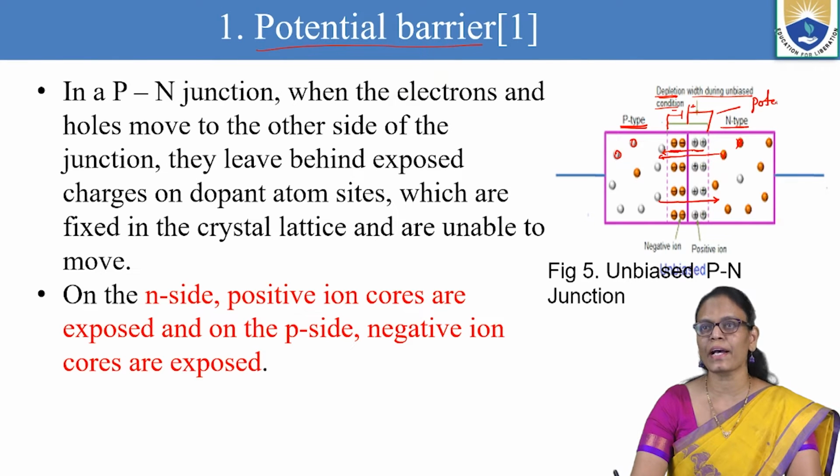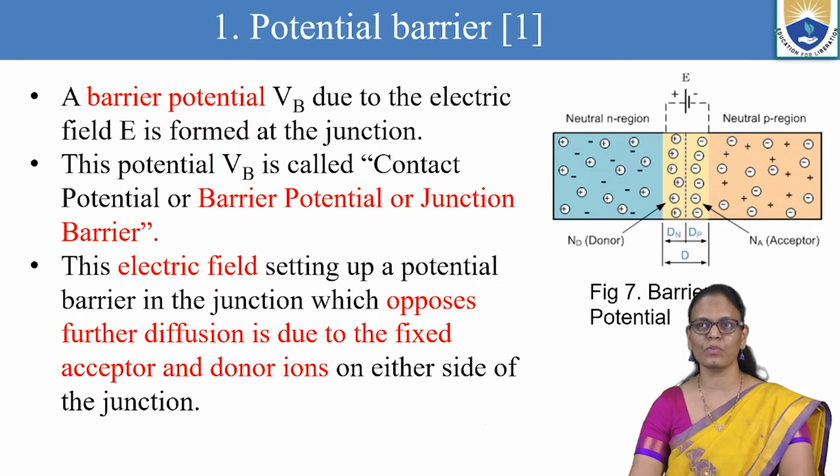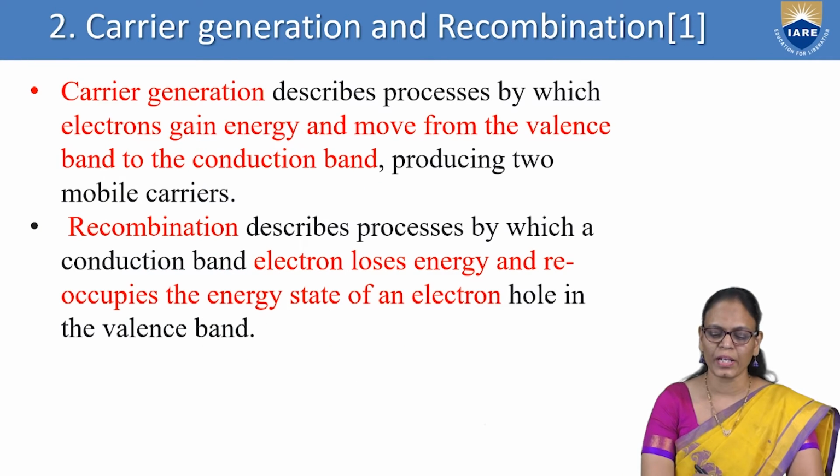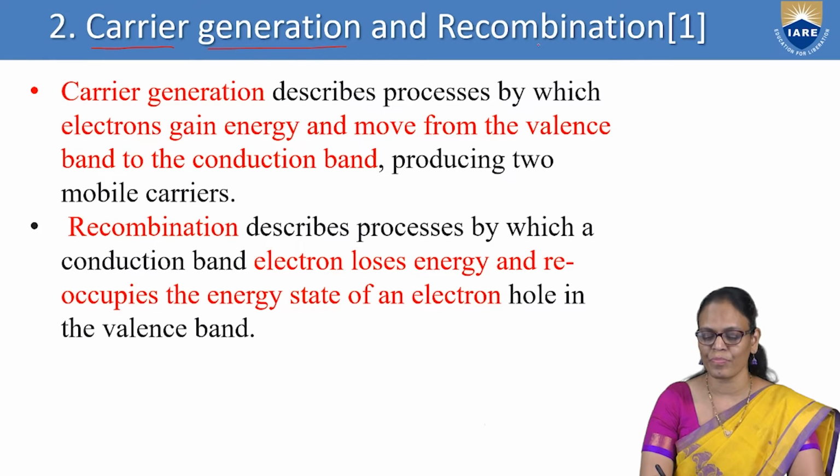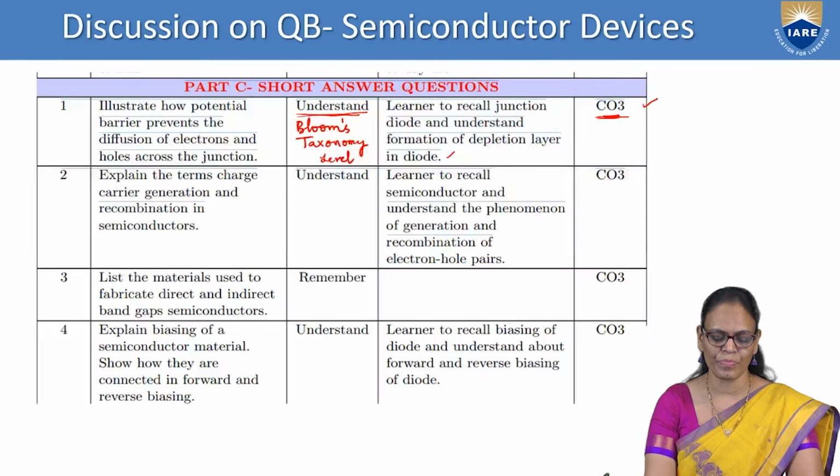Why are we calling it a potential barrier? Because this will act as a barrier for further movement of electrons and holes from the N side onto the P side and from the P side onto the N side. That is why we are calling it a potential barrier. Now, the second question we have here is carrier generation. Explain about carrier generation and recombination. Let us go and see the question.